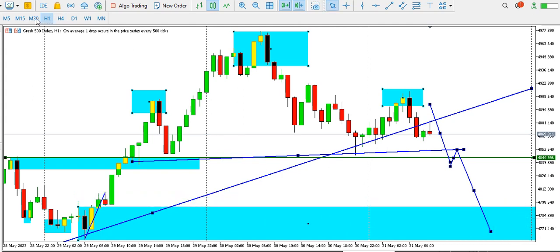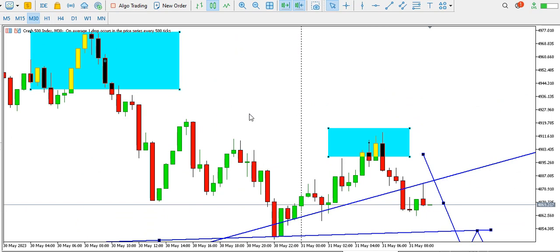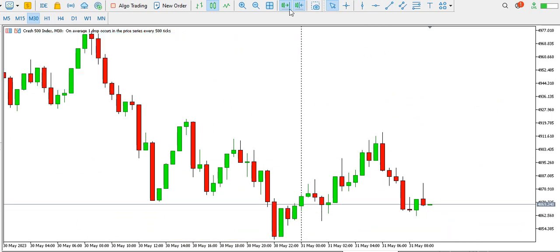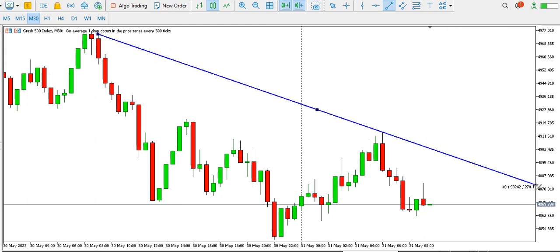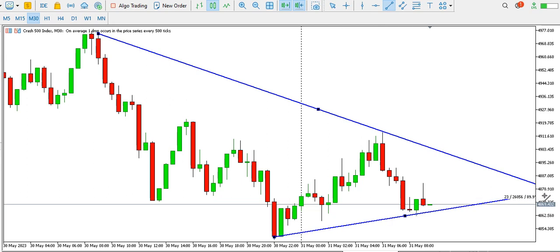Okay, on the 30 minutes time frame, let's see what we have. You can see price is trying to drop. We have this descending trend line and we have this ascending trend line. We might want to monitor the range of price. A drop below this particular level could push price further down.